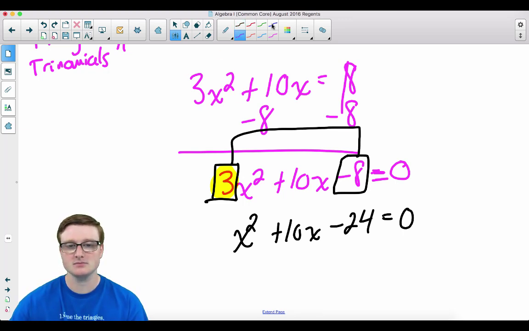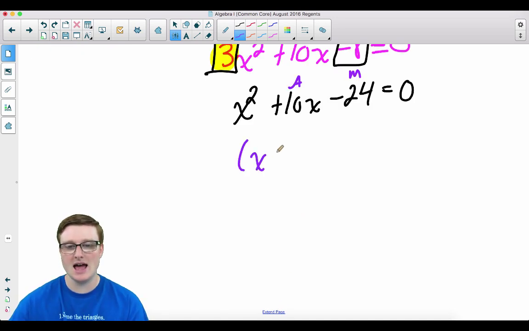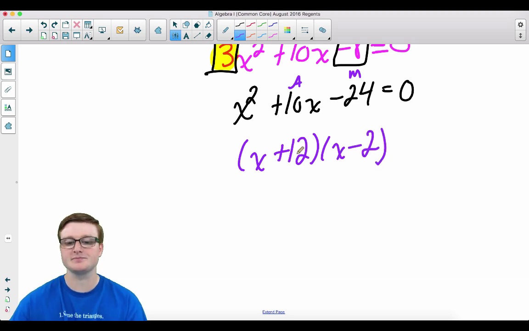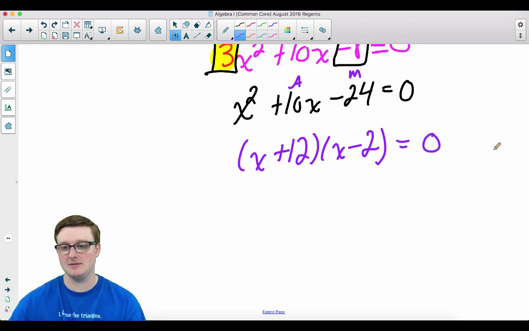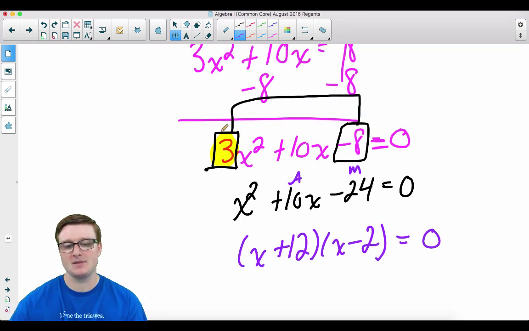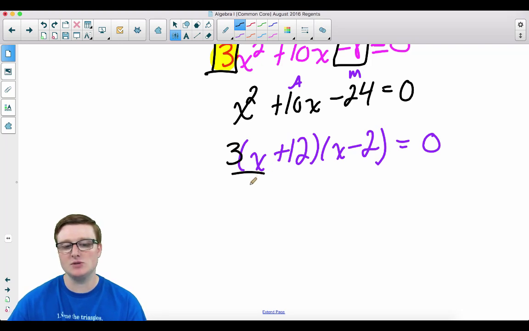Now it's factorable. What adds to 10 and multiplies to give you negative 24? Well, that's just going to be x plus 4, no, I'm sorry, x plus 12, and x minus 2. Because 12 times negative 2 is negative 24, 12 plus a negative 2 is positive 10, and that equals 0. Now, this is the problem with this method. The 3 is still locked in here. We now need to pull that 3 back out of the equation and divide each binomial by the number 3. Okay? So we divide each binomial by 3.